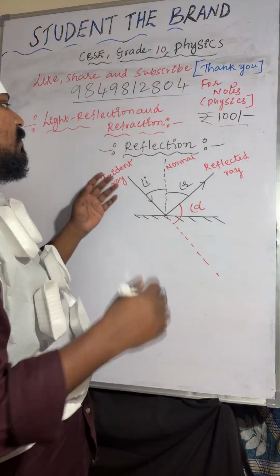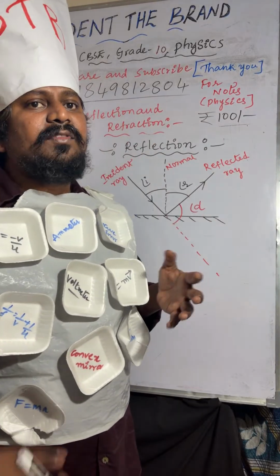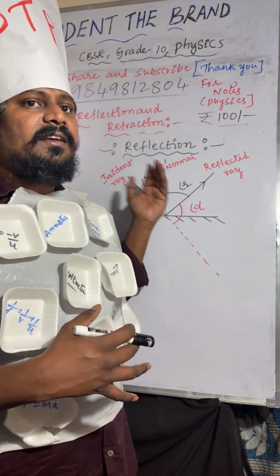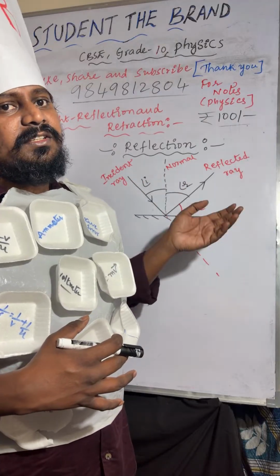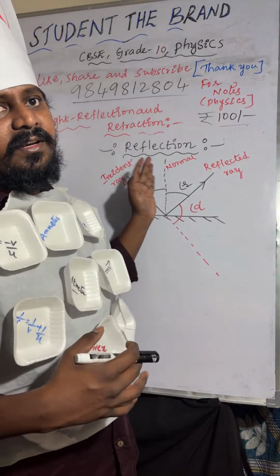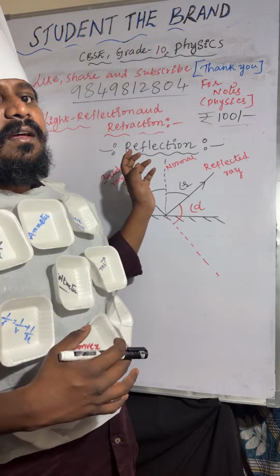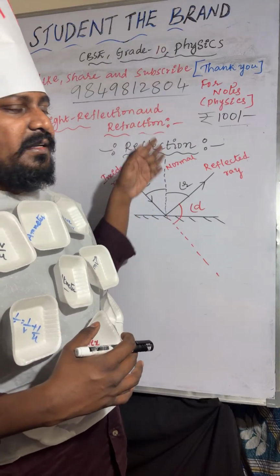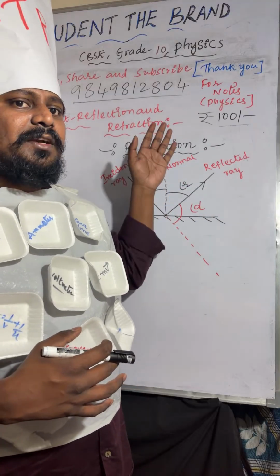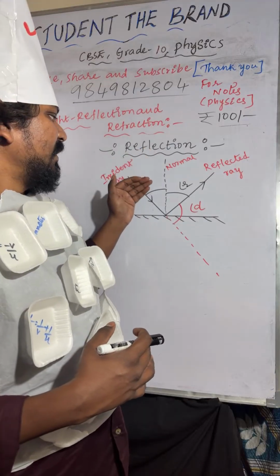The bouncing back of the light from the reflecting surface is called reflection of light. The angle between the incident ray and the normal line is called the angle of incidence, and the angle between the reflected ray and the normal line is called the angle of reflection. The normal line is an imaginary line which does not exist; for our understanding we draw it with a dotted line. I hope it is very clear.